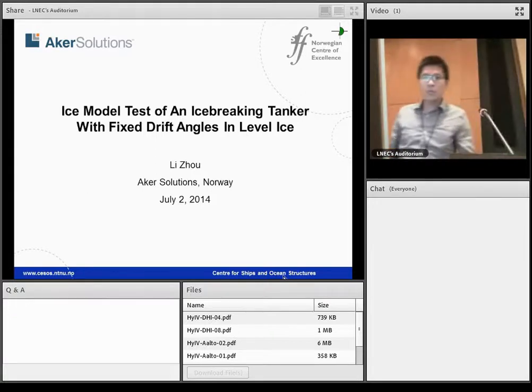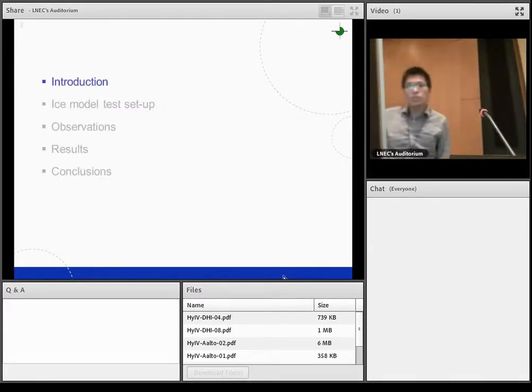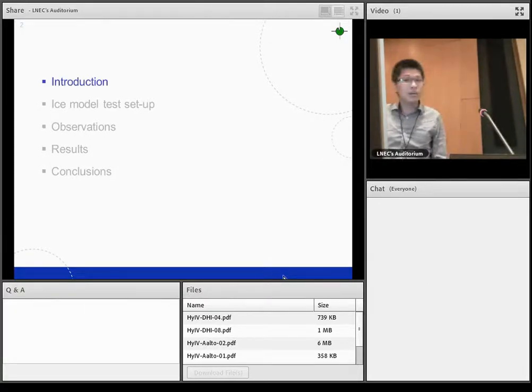Right now, I'm working in Aker Solutions with focus on numerical simulations and model tests of Arctic structures. First, I would like to introduce some basic information on our model test and briefly introduce the ice model test setup. Of course, in the model test, we found some very interesting phenomena and observations. I think they're very important to Arctic structure design, especially for station keeping structures. Finally, I will make some conclusions.